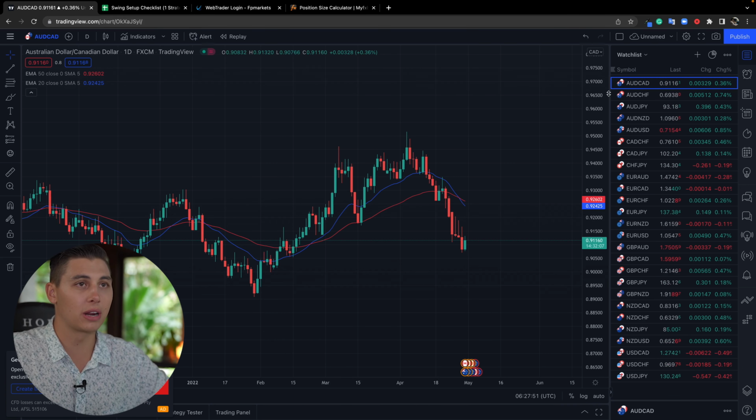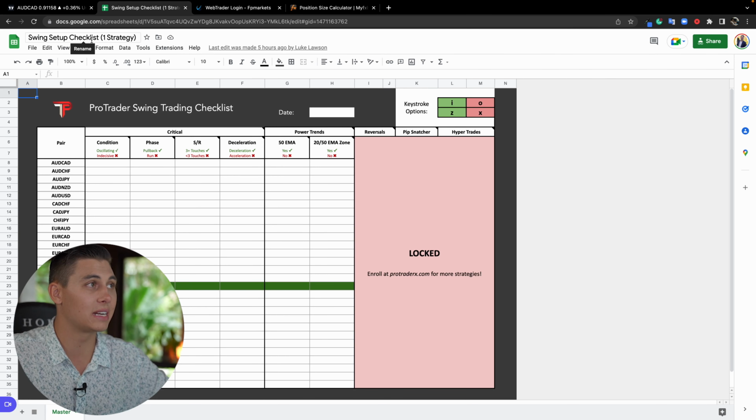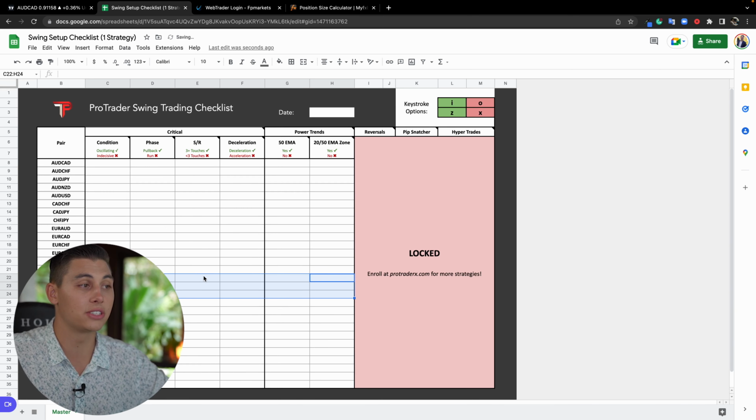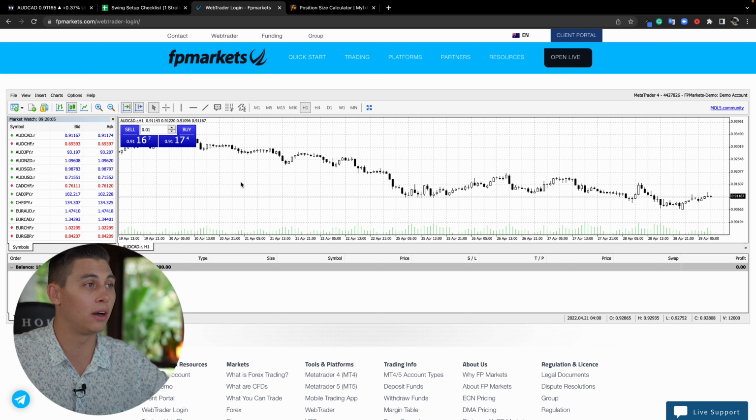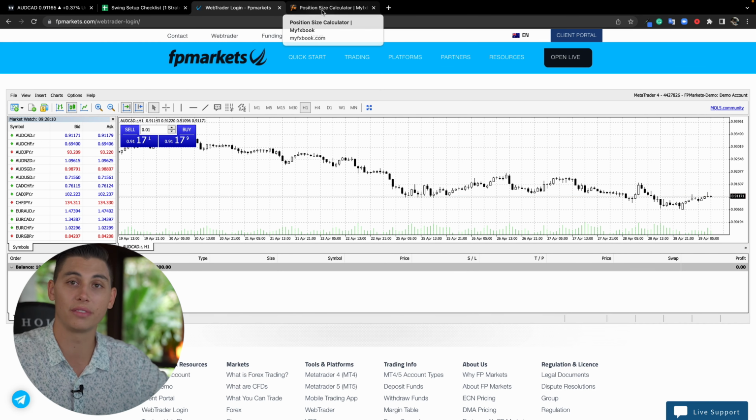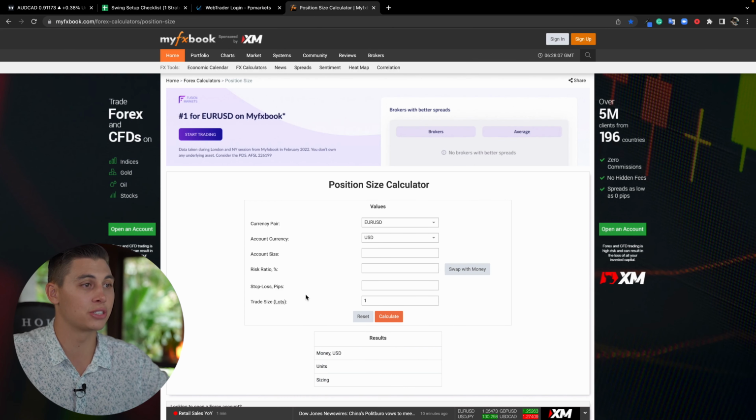So TradingView, we've got our list of symbols here as the first one. Next, we have our swing setup checklist. This is what we're going to go through and obviously find a solid setup. We're going to use this as our strategy checklist. Next, we've got our brokerage here where we can execute trades. We'll show you how to do that. It's the point of this part of the lesson. And then we've got our position size calculator.